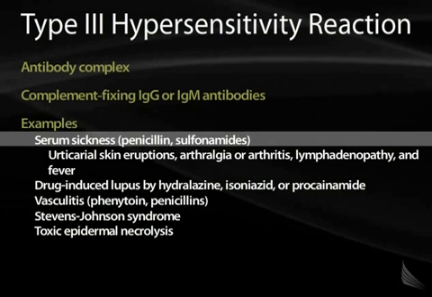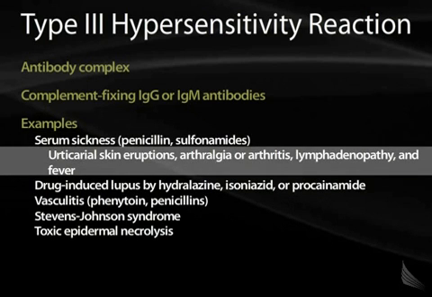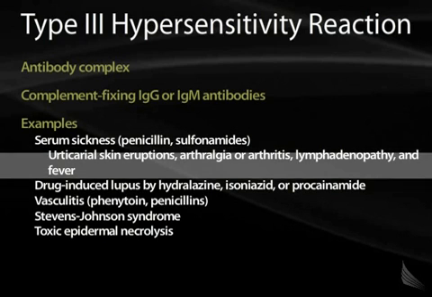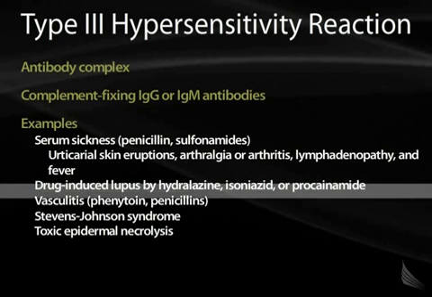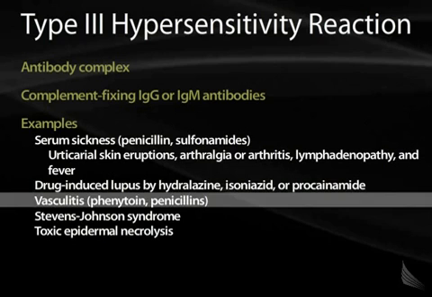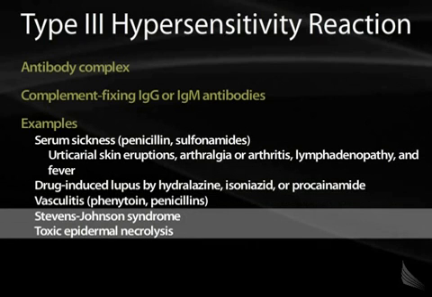This is described by urticarial skin eruptions, arthralgias, arthritis, lymphadenopathy, and fever. Drug-induced lupus erythematosus is an example of type 3 hypersensitivity, as well as certain vasculitides or vasculitis. And it's thought that Stevens-Johnson and toxic epidermal necrolysis are type 3 hypersensitivity reactions.